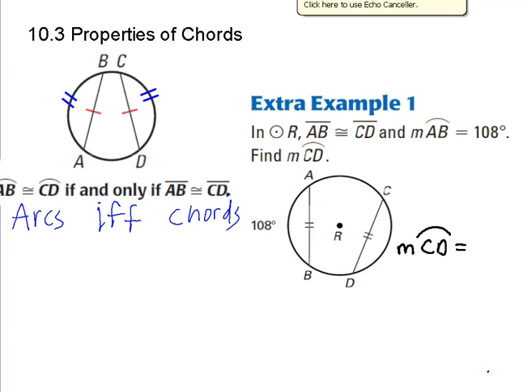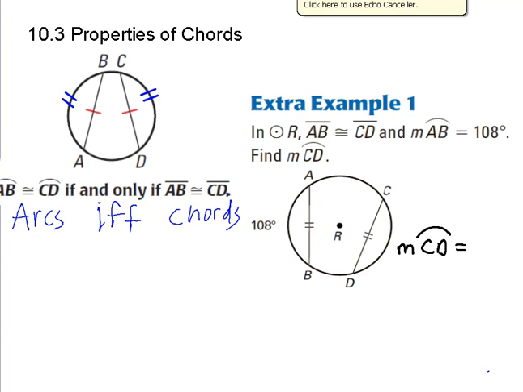Our first property here says arcs: arc AB is congruent to arc CD if and only if the segment AB is congruent to CD. So if the arcs are congruent, the segments are congruent, and vice versa. If the segments are congruent, the arcs subtended are also congruent.